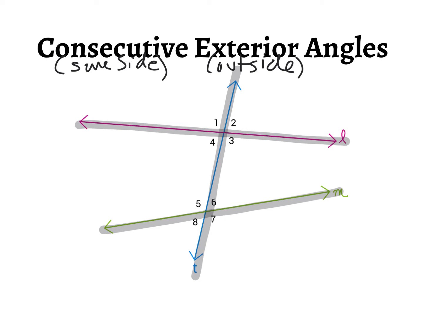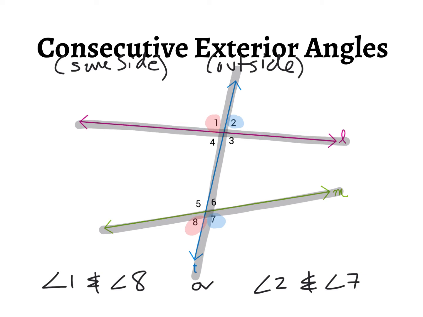Now, which of those 4 angles are on the outside? On the outside, we have 1 and we have 8. They're on the same side of the transversal, and they're both on the outside of the two lines. Very similarly, we can do it with angle 2, and you guessed it, angle 7. They're both on the outside and on the same side of the transversal. So angle 1 and angle 8, or you could say angle 2 and angle 7.